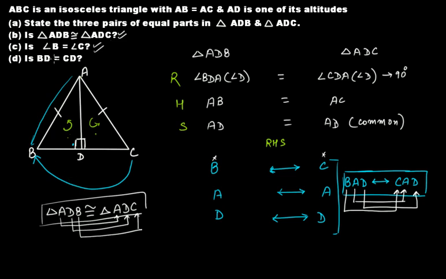Is BD equal to CD? Yes, of course. We have established that these two triangles are congruent. AD was already the common side to both triangles, and this side is equal to this side. Therefore, of course, the third remaining side will also be equal. You can even think of it as, if you fold it, this CD will completely fall along this BD. Yes, BD is equal to CD because the two triangles are in correspondence.